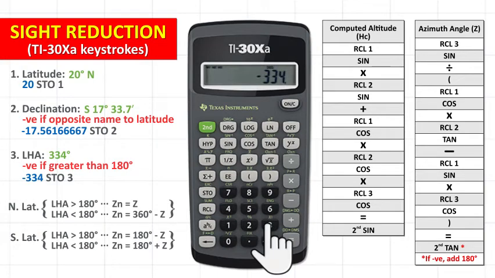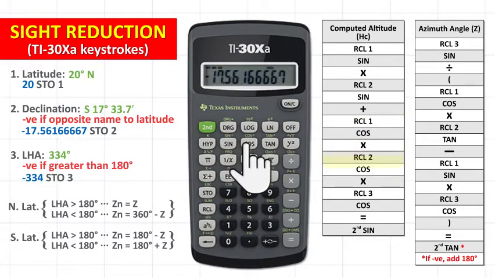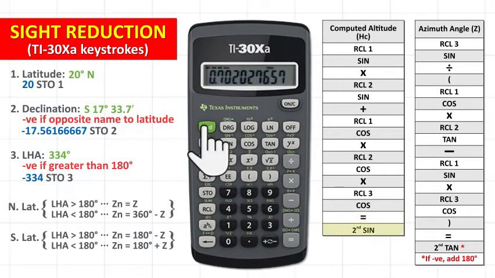The computed altitude equation, converted to keystrokes for the TI-30XA calculator, is recall 1 sine times recall 2 sine plus recall 1 cosine times recall 2 cosine times recall 3 cosine equals second sine. Note, sine H equals 0.70202-7657. So H equals inverse or second sine. The solution for the computed altitude equation is 44.58991039, or approximately 44 degrees 35.4 minutes.